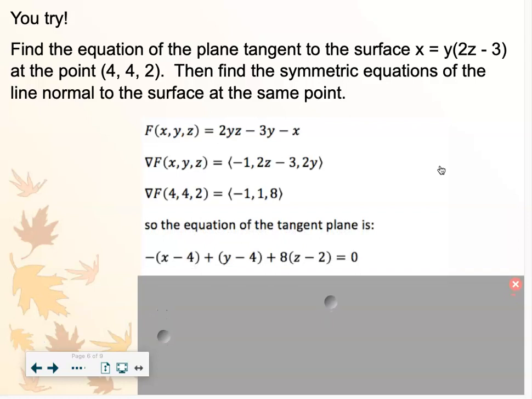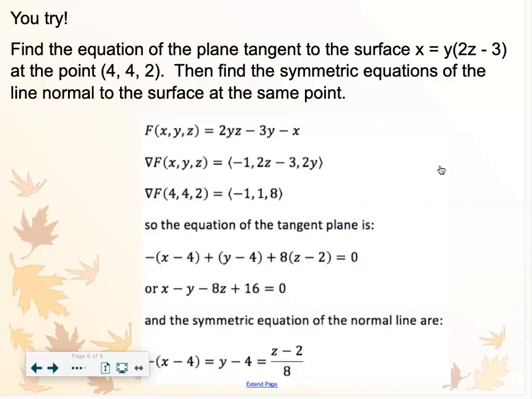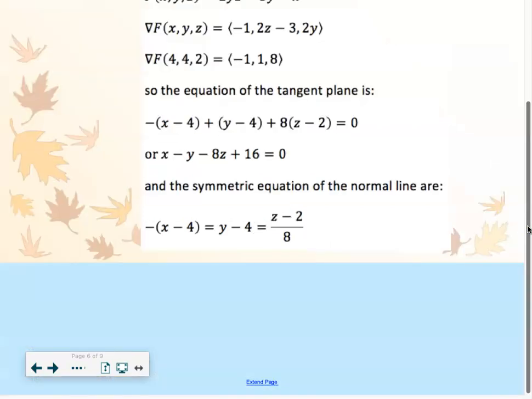All right, so the equation of the tangent plane: negative times x minus 4, plus y minus 4, plus 8 times z minus 2 equals 0. Yeah, gorgeous. That's good. Any questions on the tangent plane? All right, and then the normal line, same thing, just written as a linear equation, right? But same direction vector, same point.